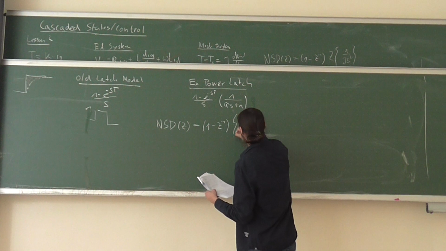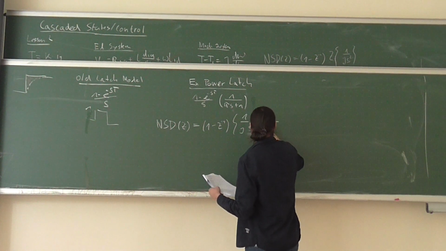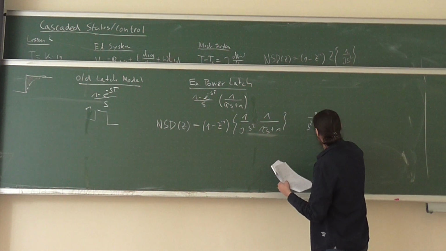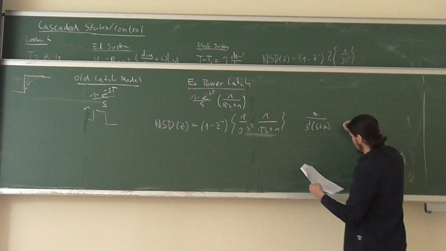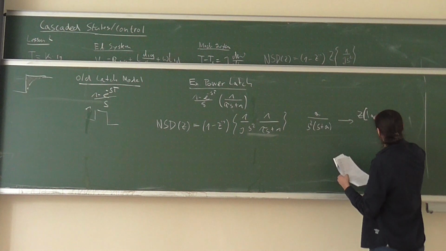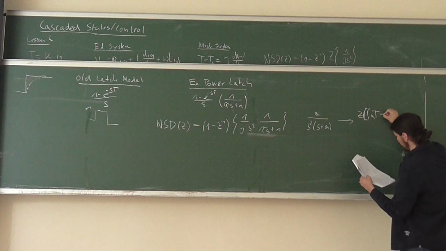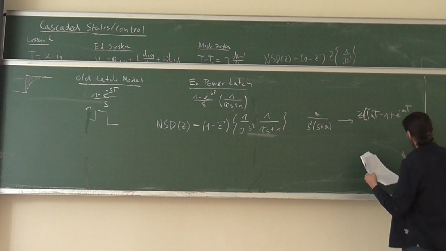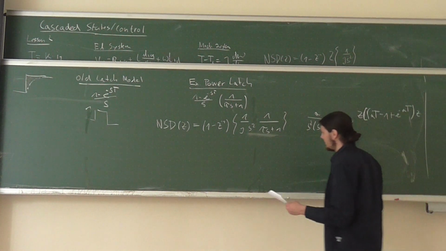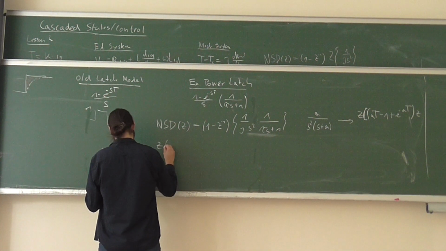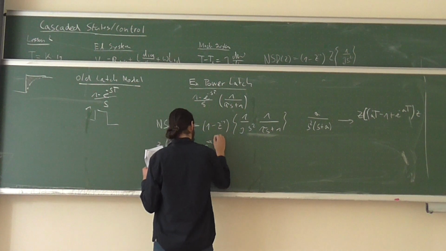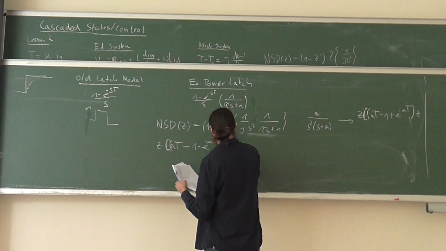And basically include this. That would be 1 over J times s squared, times 1 over tau s plus 1. And you can solve this with tables again. I'll rewrite it here. It'll be Z. And that's just what the table gives us.